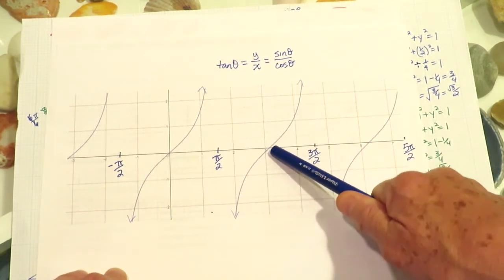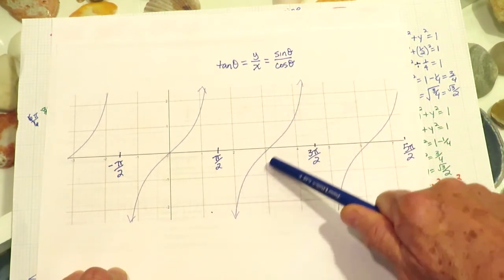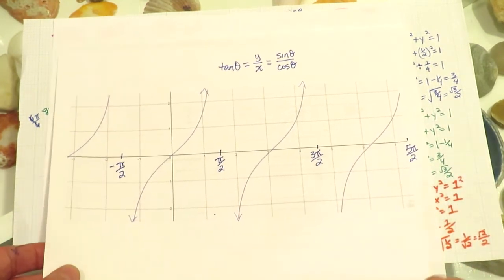And actually that's where the inflection point occurs. Notice I'm changing concavity at that point. So we kind of consider this inflection point the center of the tangent wave.